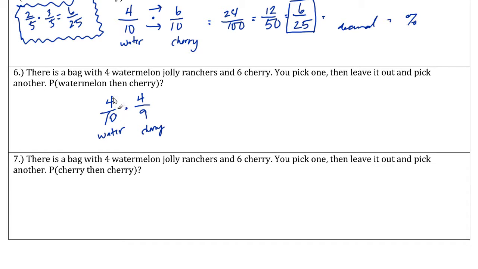Remember that we had a 4 in 10 chance of getting a watermelon. We assume it's out. So now we have 9 left, and there's still 6 cherries left. 24 out of 90. And then you can reduce and do all that stuff, right?